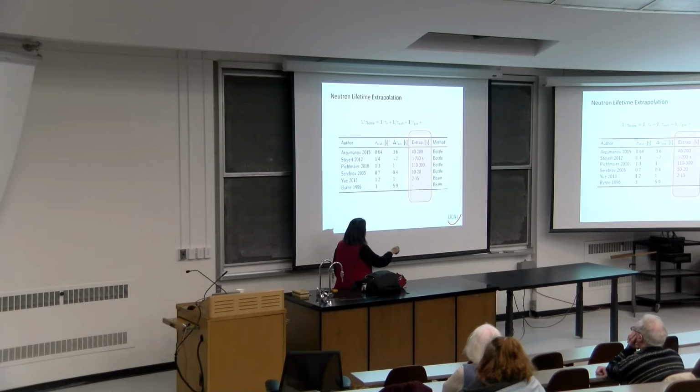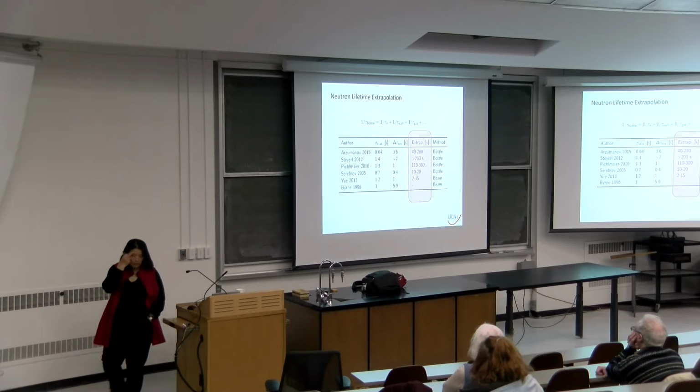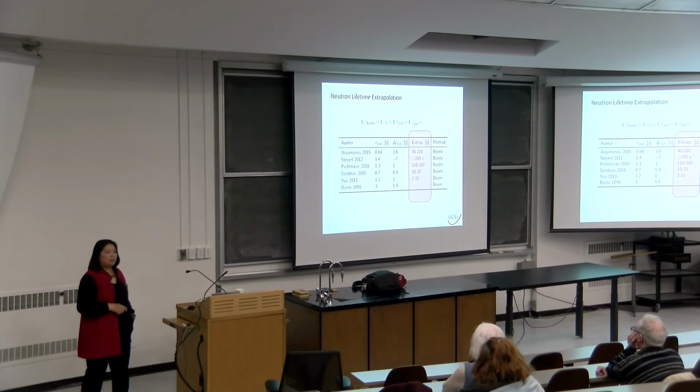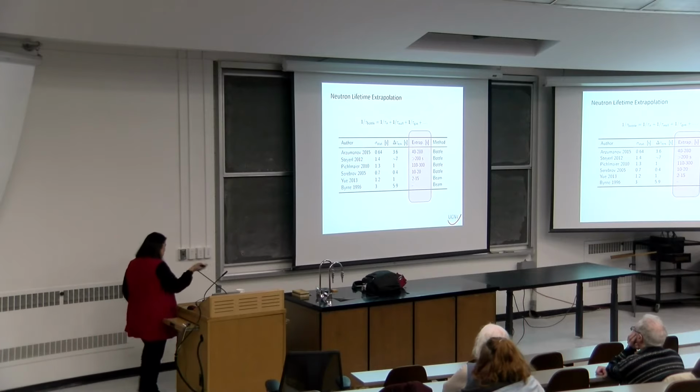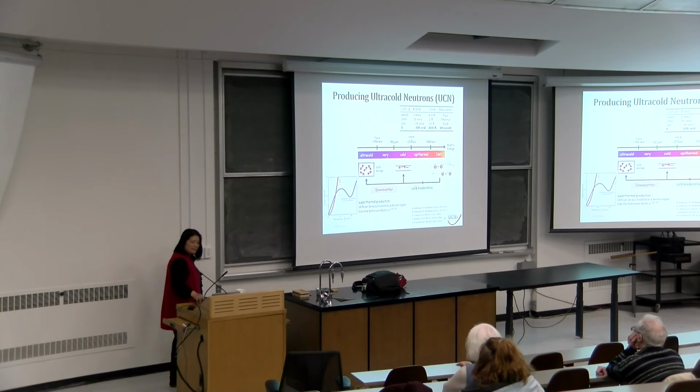Usually those extrapolations can be anywhere from a few hundred seconds to, in the best case, 5 seconds. Okay? So we would like to repeat this measurement and design a new measurement using a new technique so that there's no need to do extrapolation. The best case is that the neutrons stay inside the trap. The only possibility for them to disappear is through beta decay. That will be the best measurement. So how do you do that?